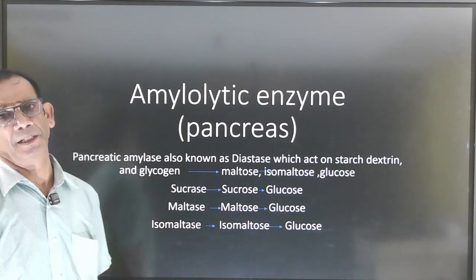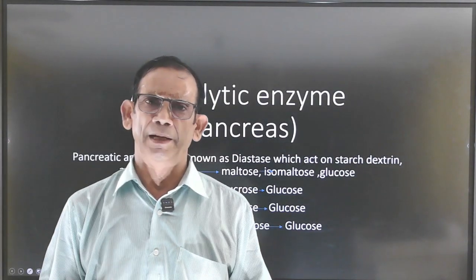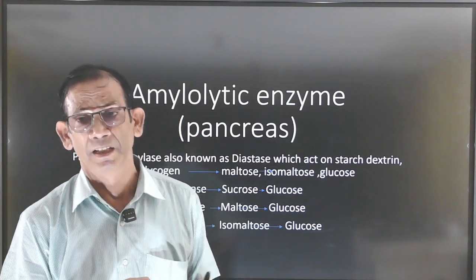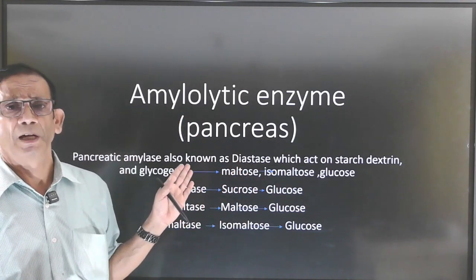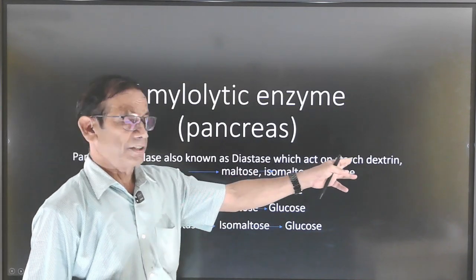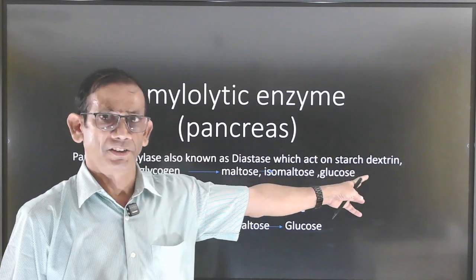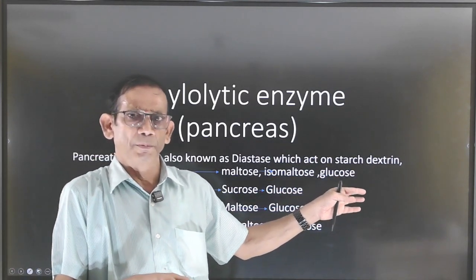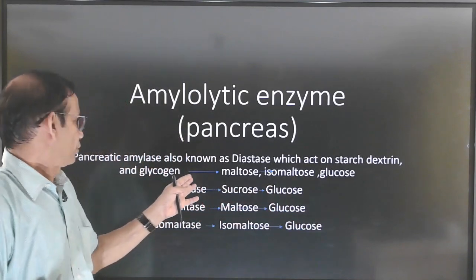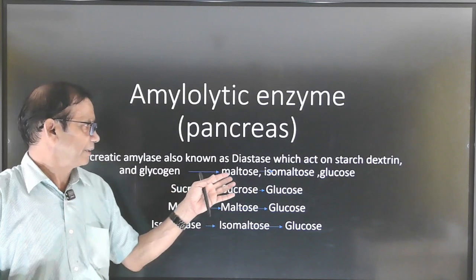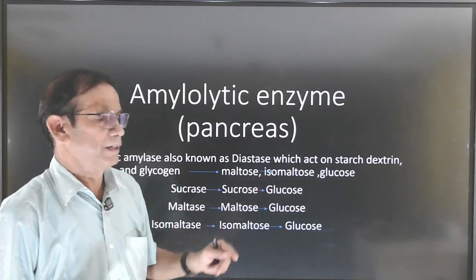Now, amylolytic enzyme. What do you mean by amylolytic enzyme? Amylolytic enzymes are the enzymes which act particularly on starch materials. Here, this amylolytic enzyme of the pancreas particularly acts on starch dextrin. What is starch dextrin? Starch dextrin is a half digested starch material which can be broken down easily after that. So this starch dextrin and glycogen are then converted into maltose, isomaltose and glucose.